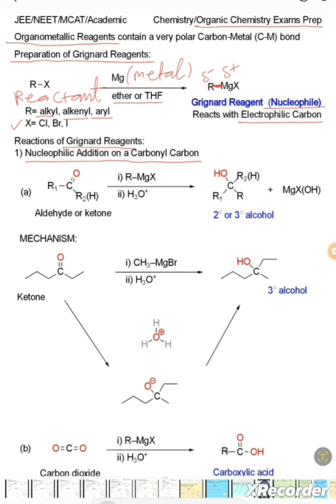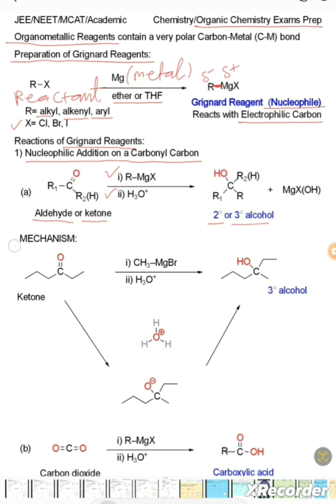So this is one of the most important reactions in which we have either an aldehyde or a ketone, and we react that in two steps. First step is the reaction of aldehyde or ketone with the Grignard reagent, and second step is the acidic workup. So this reaction converts aldehydes or ketones to secondary or tertiary alcohol.